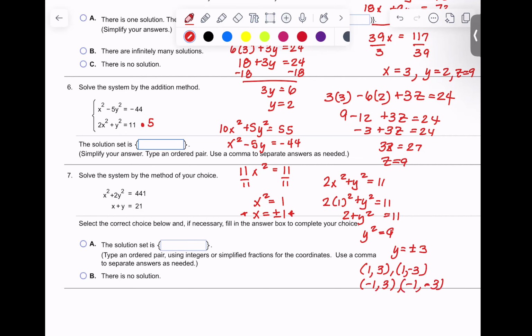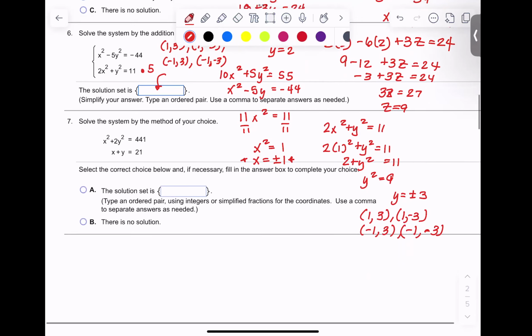So those are the 4 ordered pair solutions that I would type into that field right there. So we have 1, 3, 1, negative 3, and you do type them in as ordered pairs separated by commas. And then we have negative 1, 3, and negative 1, negative 3.